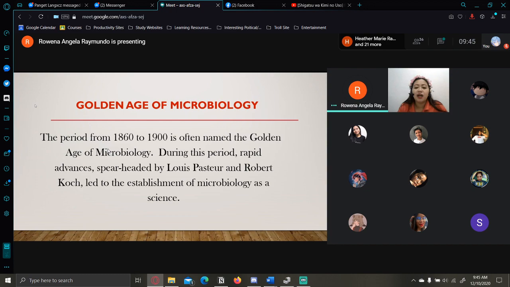So, during this time, si Louis Pasteur at saka si Robert Koch, sila yung parang magkakompetensya. Paramihan sila ng discoveries, paramihan sila ng experiments and accomplishments during this time. So, sila yung magkakompetensya during this age of microbiology.